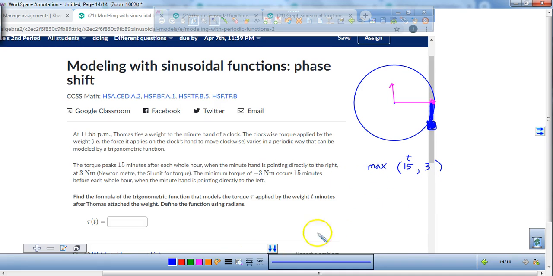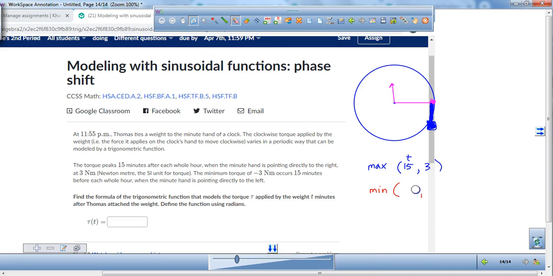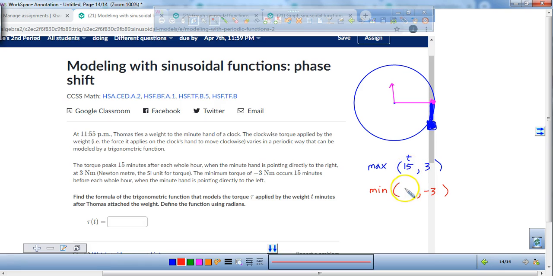All right, so we put minimum. Basically our minimum is at negative 3. So let's think of it this way. If this is 15 minutes after the whole hour, 15 minutes before would put us at 45 minutes. So we could say 45 minutes. That's still 15 minutes before the hour.